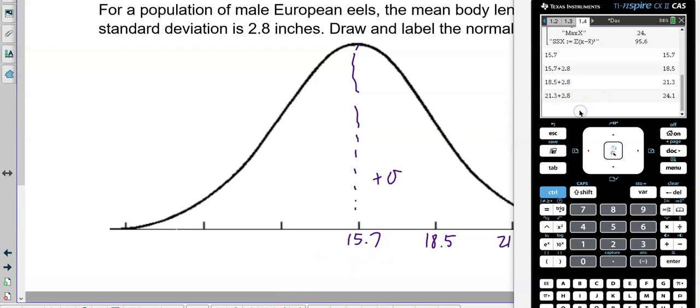Okay, let's do that again. If I take the middle, 15.7, and then subtract, so I want answer minus 2.8, hit enter 3 times, and it'll do it for you: 12.9, just trying to save you some time, 10.1, and 7.3.